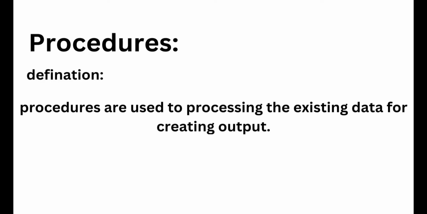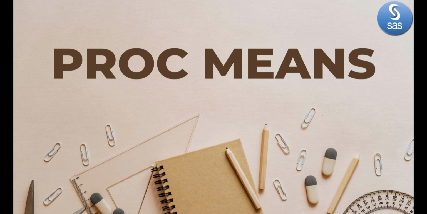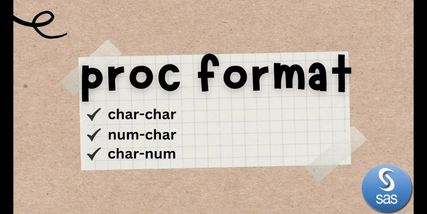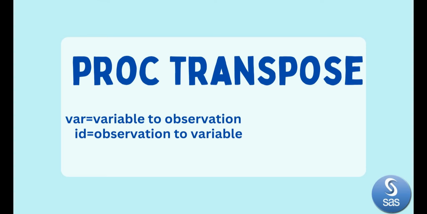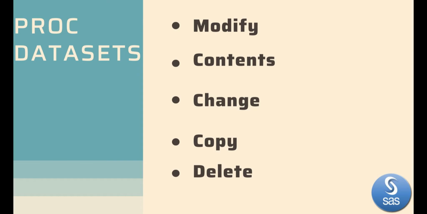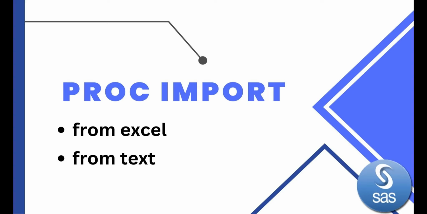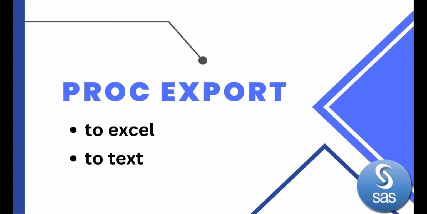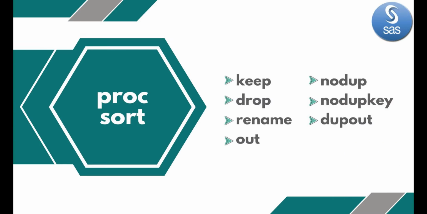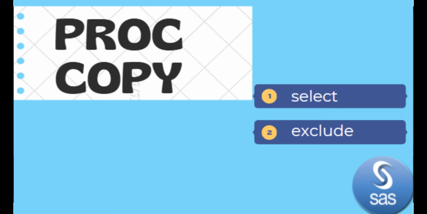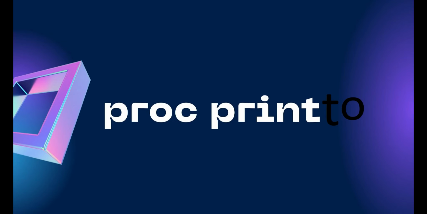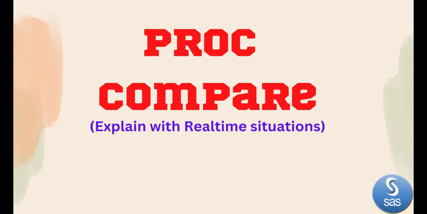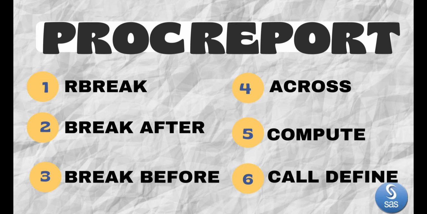output. In that, first one Proc Freq, second one Proc Means, third one Proc Format, fourth one Proc Transpose, fifth one Proc SQL, sixth one Proc Datasets, seventh one Proc Import, eighth one Proc Export, ninth one Proc Sort, tenth one Proc Univariate, 11th one Proc Append, 12th one Proc Copy, 13th one Proc Printto, 14th one Proc Print, 15th one Proc Compare, 16th one Proc Report. Now we are explaining these procedures one by one.